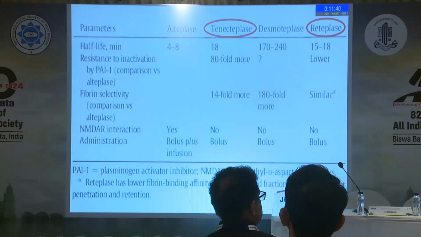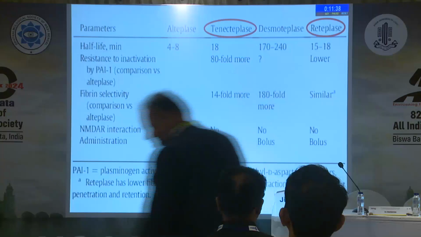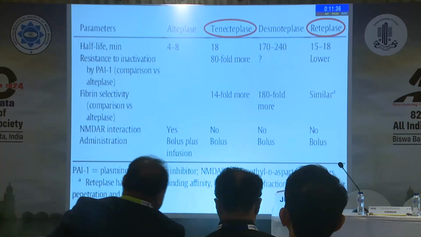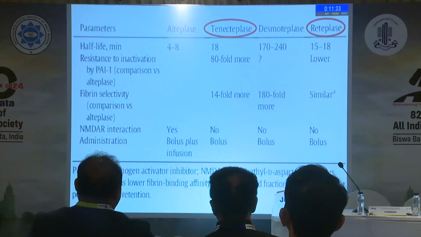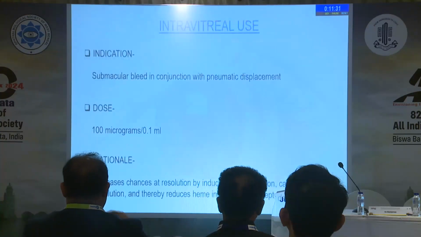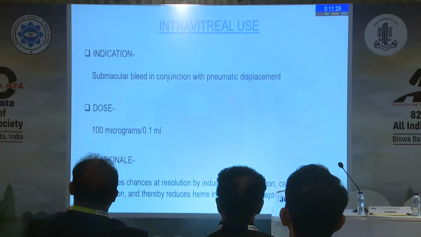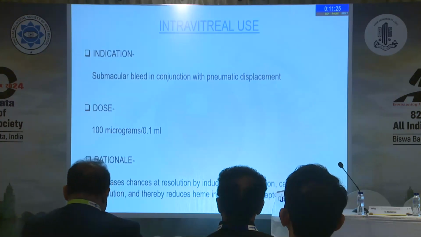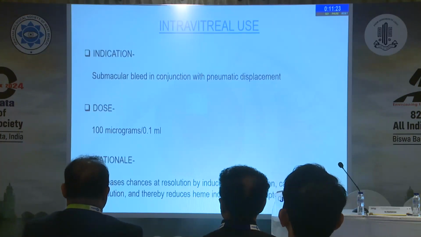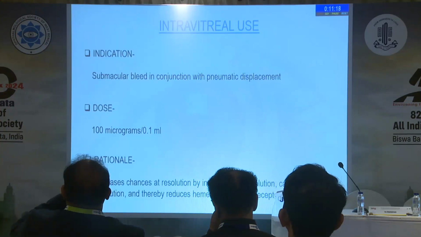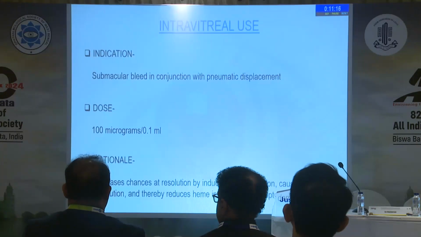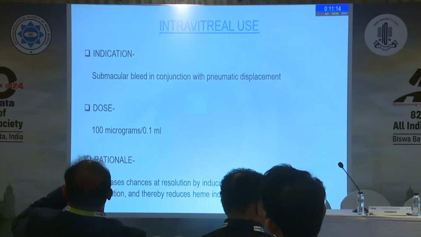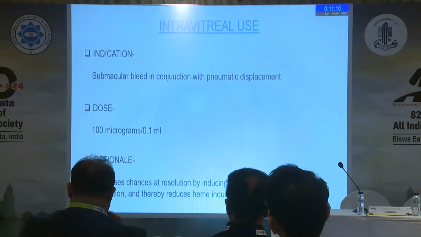So tenecteplase would be expensive to use when we are practically throwing away 99.99% of the drug. So a better alternative is to use reteplase. Now reteplase comes in a box which has 2 vials, so it can also allow you sequential use in 2 different patients from the same box that you have purchased. It will cut down your cost to literally 1/3 or 1/4 of what tenecteplase is all about. I'll be discussing that later.